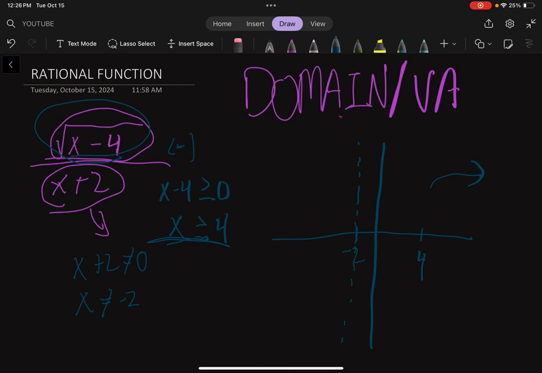So what would the domain be for this? Well, to write the domain, we don't even really need to include this because the graph is from 4 and on. So you can just write x is greater than or equal to 4. That would be your answer.